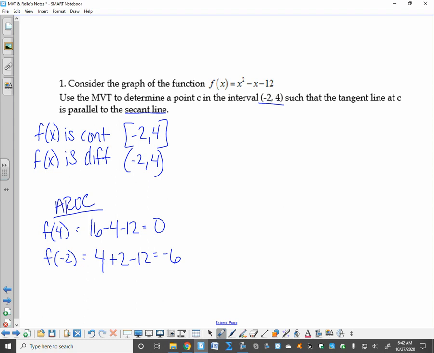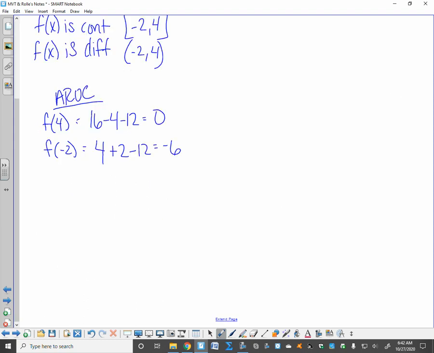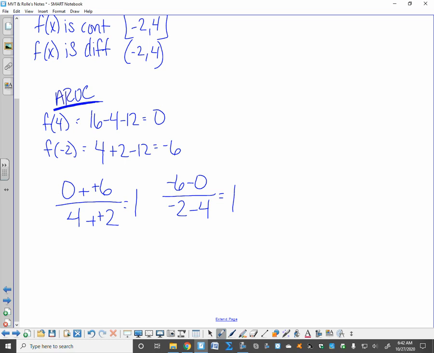So I have my x values and I have my y values. So now I'm going to find my slope. So I'm still under AROC. So my slope is going to be y minus y over x minus x. Or you could have done y minus y over x minus x. Either way, you get the same answer. That's going to be 6 over 6, which is 1. That's going to be -6 over -6, which is 1. Just to show you both ways. So my AROC equals 1.